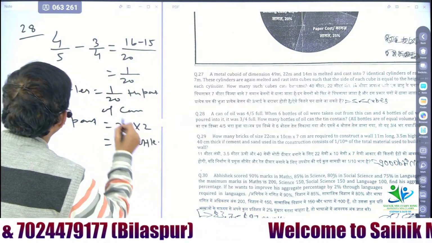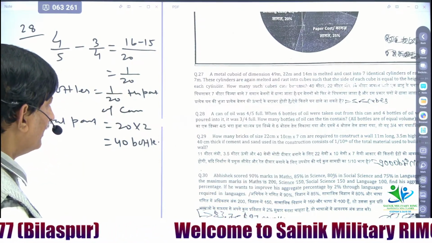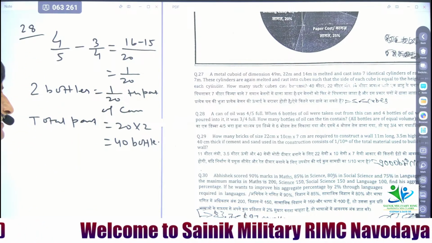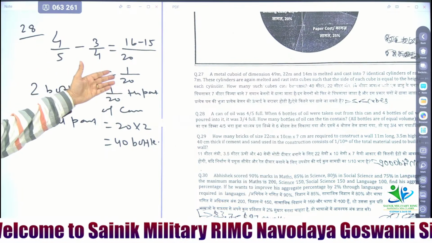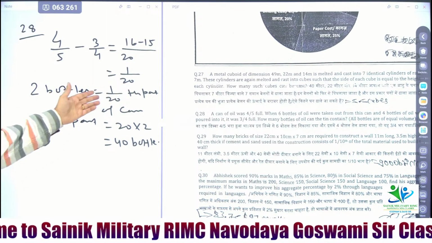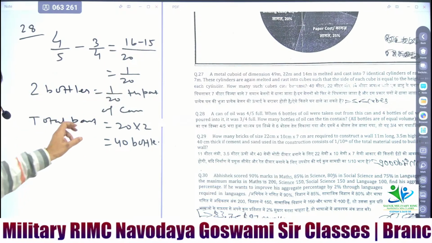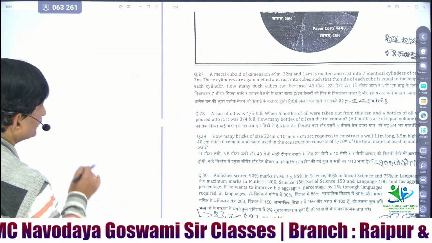You can simply calculate this one by using the concept here, and there is no need of taking x, then 4/5x, then minus. Simply, what is the difference? 1/20. This 1/20 due to these 2 bottles, and therefore the full part is 20 into 2, that is 40 bottles. Now question number 29.